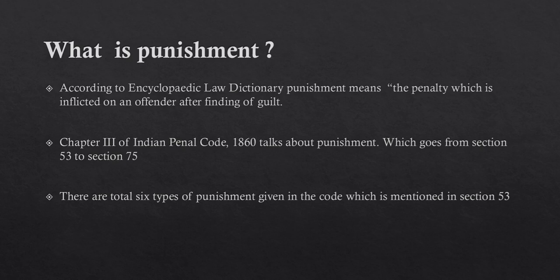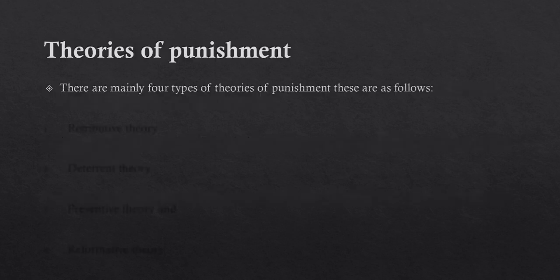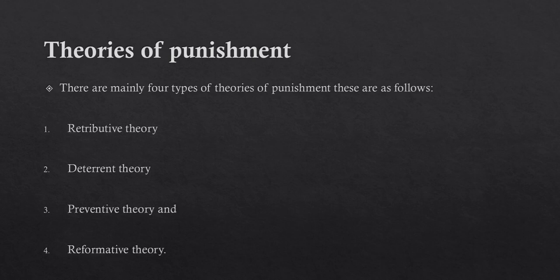Before moving to theories of punishment, students should not get confused between types of punishment and theories of punishment, because they are different things. Types of punishment talks about what types of punishment are mentioned under IPC, and theories of punishment talks about the thinking, or the story, behind that particular punishment. So let's move to the theories of punishment. Basically, there are four theories: retributive theory, deterrent theory, preventive theory, and reformative theory.